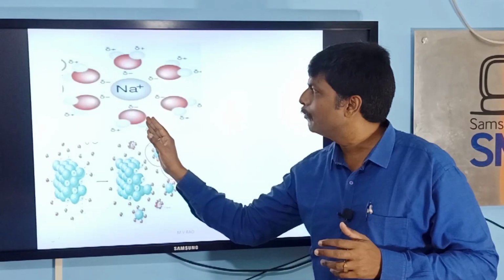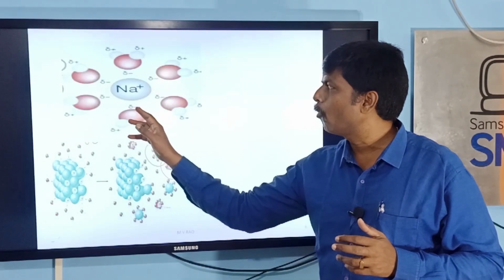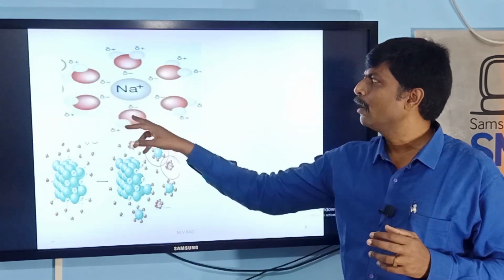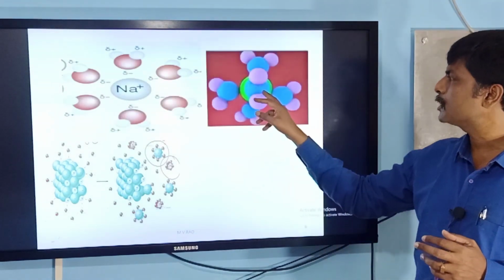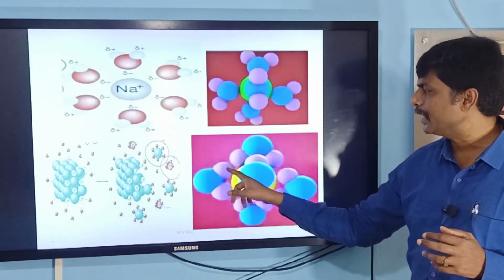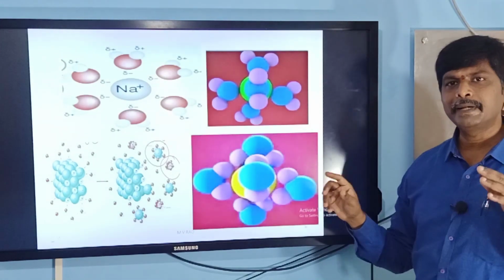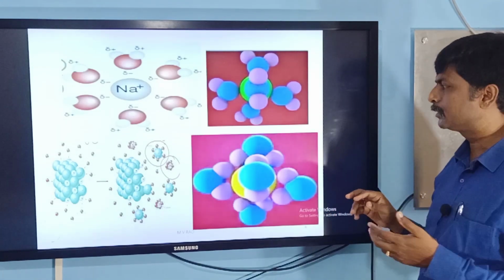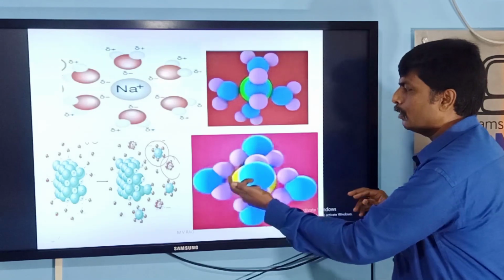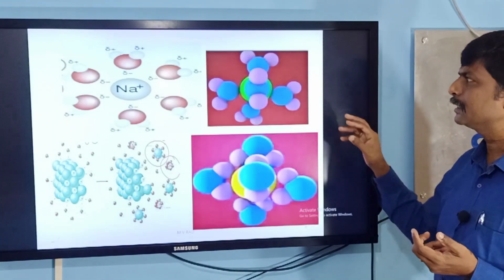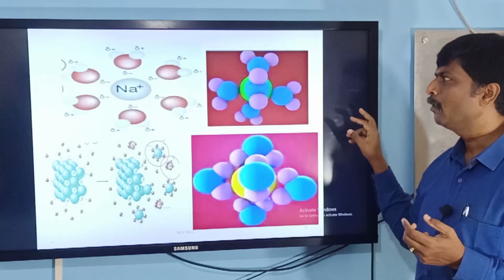The dipoles are moving towards Na plus. Positive is surrounded by O minus ions, and negative is surrounded by H plus ions. That means each ion is surrounded by oppositely charged dipoles. So it is ion dipole attractions. Because of these ion dipole attractions, sodium chloride is soluble in water.